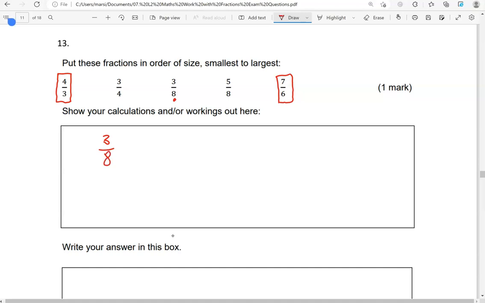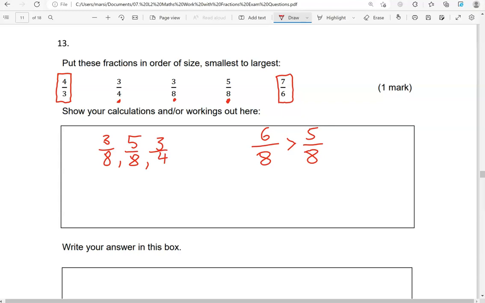Then it would be one of these two, either 3/4 or 5/8. Let's have a look. Quarter and eighth. Common denominator for both can be 8. So to get from 4 to 8, I've doubled, so I'll double the 3 as well, which gives me 6. I've got 8 here, so that means I don't need to change. So which one is the smallest? That's 5/8. So after 3/8 will be 5/8. And then 3/4.